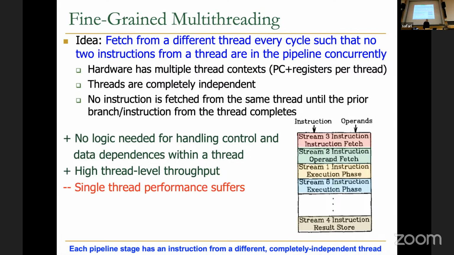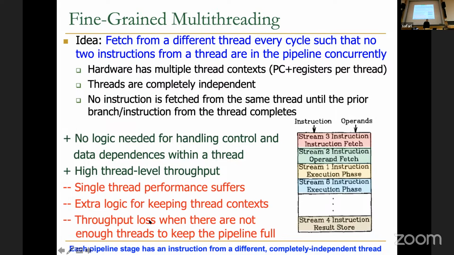But then you also have some issues. One is that your single thread performance would be low, because you're going to switch between multiple threads. So you're increasing the execution time of one thread, but at the price of providing overall high throughput. So we are providing high thread level throughput, but we are increasing the latency of single thread execution time. And you need to have extra logic for keeping thread context, as I said, and you will have throughput loss when there are not enough threads to keep the pipeline full. That's also very important to note.